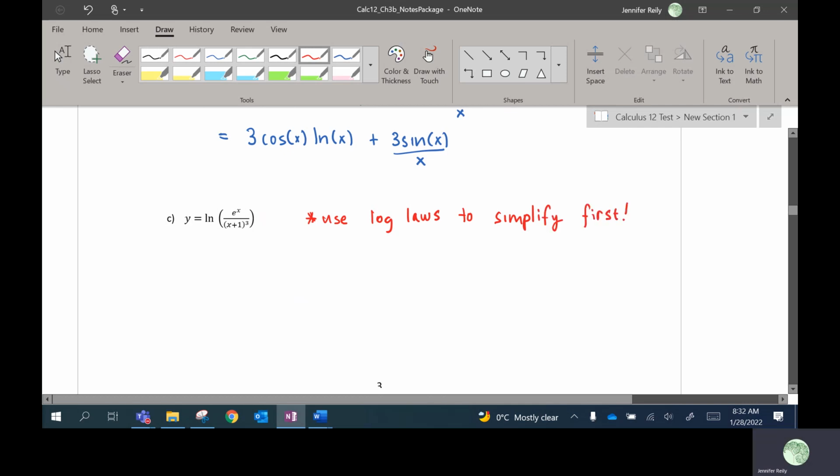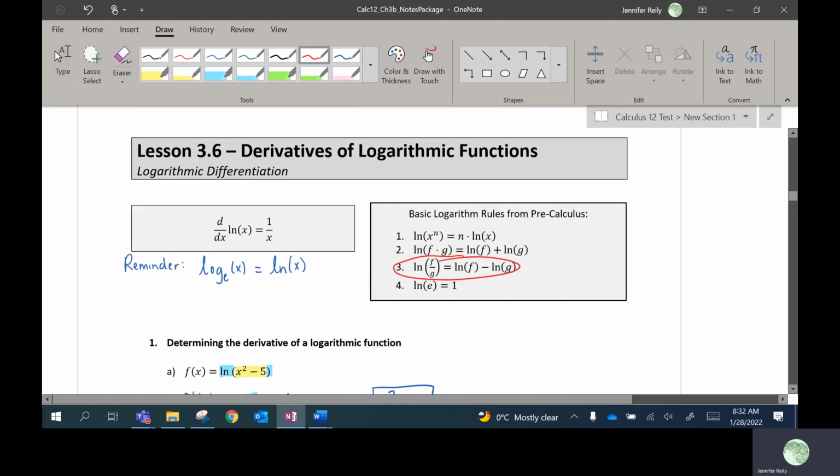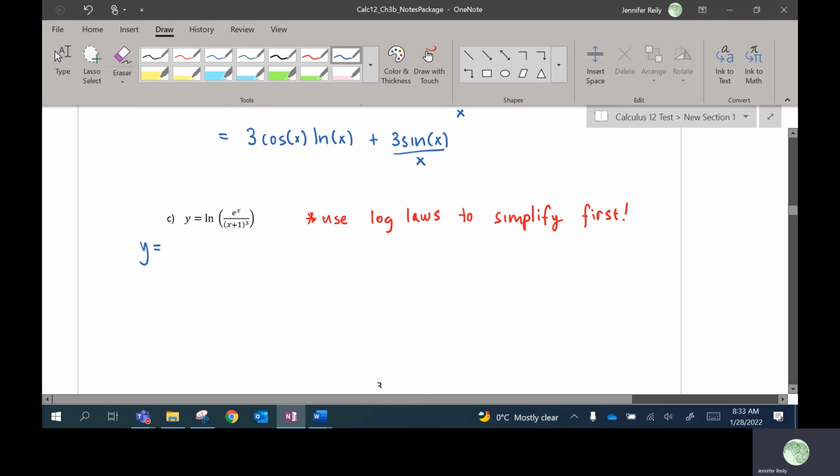So one of the log laws, I'm just going to scroll back up to them. So we have a division going on, or a quotient inside our ln function, and there is a law for that. We're going to use law number 3, which says if I have a quotient inside my ln function, I can separate it into 2 separate lns with a subtraction sign. So I'm going to do that first. So remember, I'm not taking the derivative yet. I'm just simplifying this expression. So it would be ln of e to the x minus ln of x plus 1 cubed. Now I can simplify this even further because any exponent can be brought down in front. So I'm going to do that now.